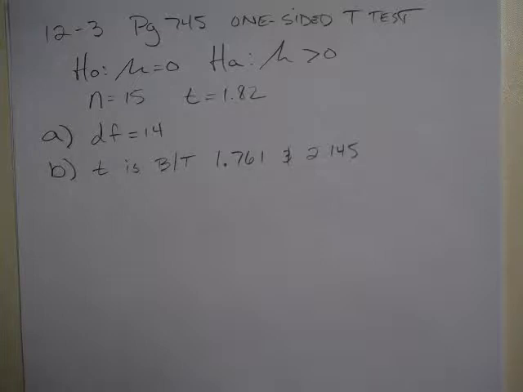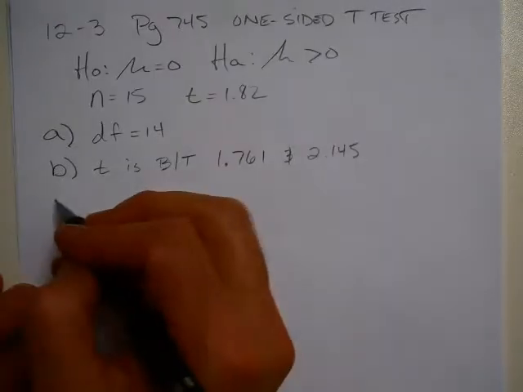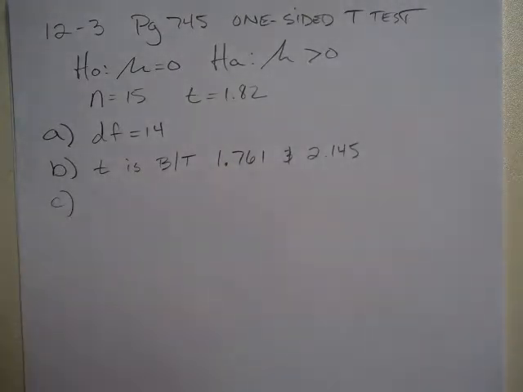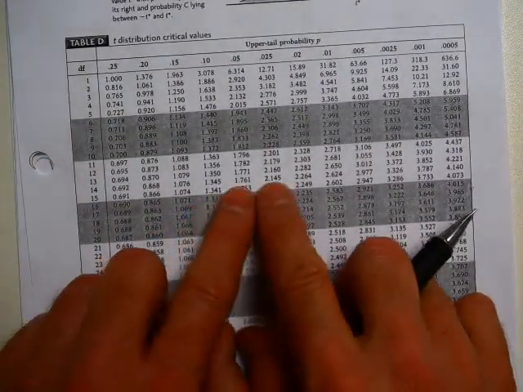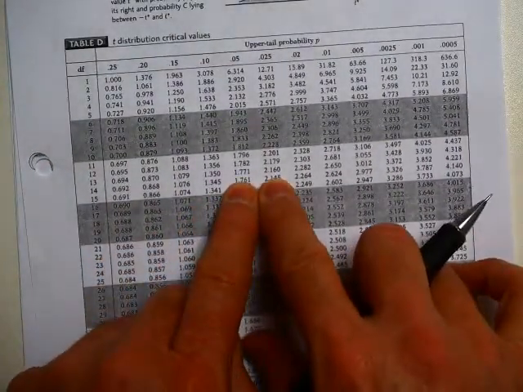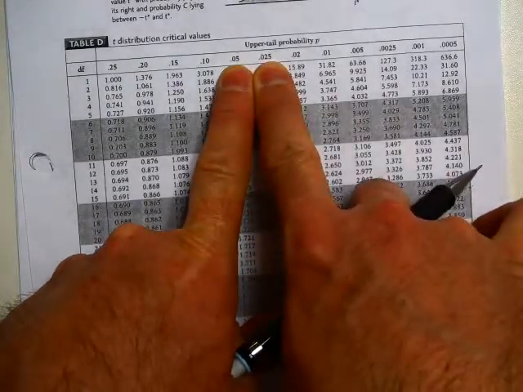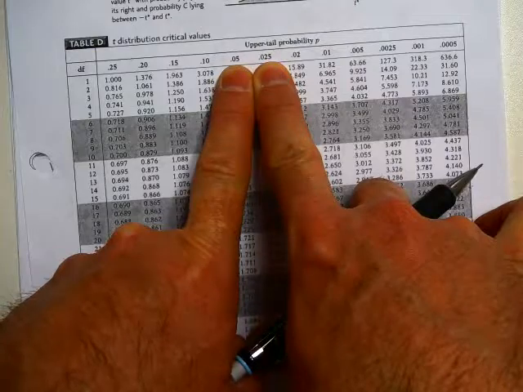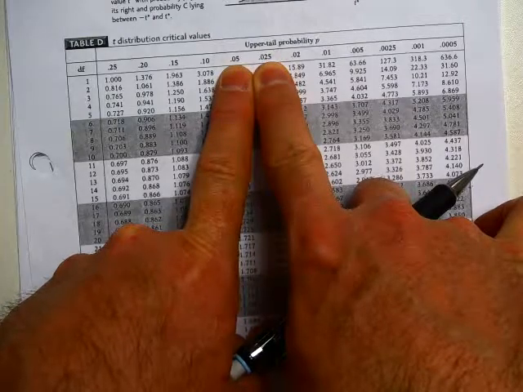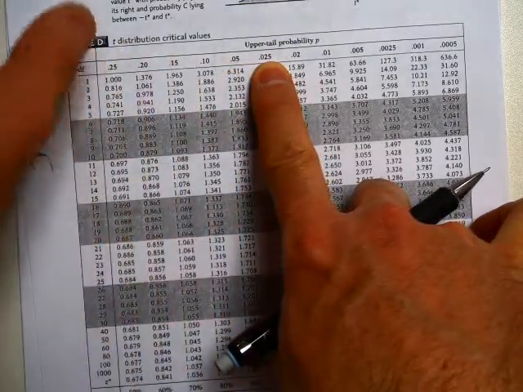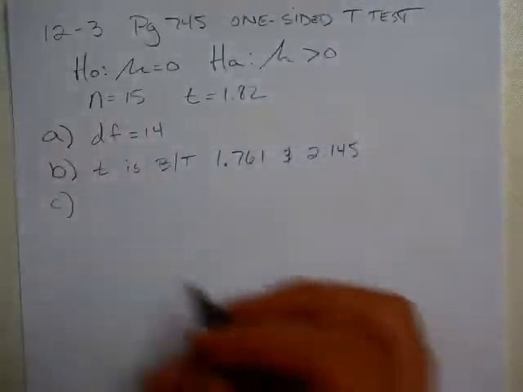And then C asks us between what two values does the p-value fall? Well, to get that, I go back to where I'm at here and I just simply look up. What is my upper tail probability? It's between 5 and 2.5% again. So the p-value is somewhere between 5% and 2.5%.